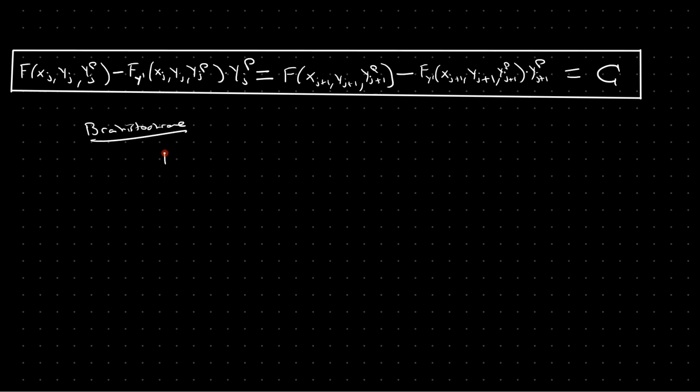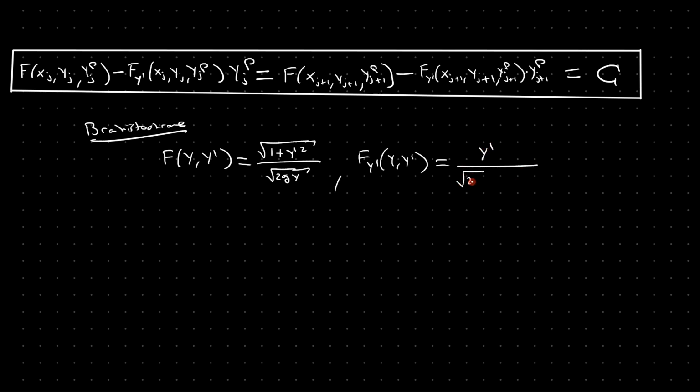For this problem, our function f is really just a function of y and y prime. Specifically, it's the function square root of 1 plus y prime squared over the square root of 2gy, and that means that fy prime of y and y prime is going to be the y prime derivative of this, which by the multivariable chain rule, we end up getting, is y prime over the square root of 2gy times the square root of 1 plus y prime squared.